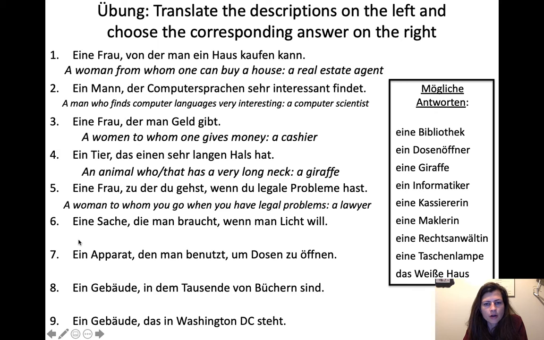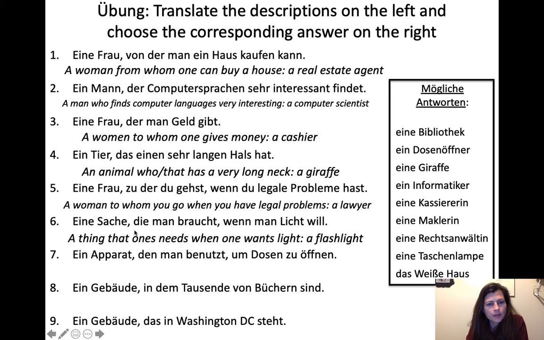Eine Sache, die man braucht, wenn man Licht will. I think that one needs when one wants light. A flashlight, which is eine Taschenlampe. So, eine Sache just means a thing, can be anything, very useful word. Just an object. And then die man braucht, that one needs. And then wenn man Licht will is a dependent clause. So it also has the verb at the end, but dependent clauses are a whole other thing we did earlier. Relative clauses work very similar, but dependent clauses start with subordinating conjunctions, and relative clauses start with relative pronouns.